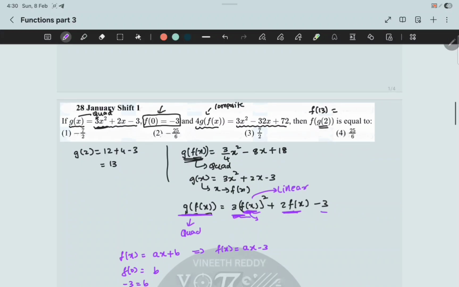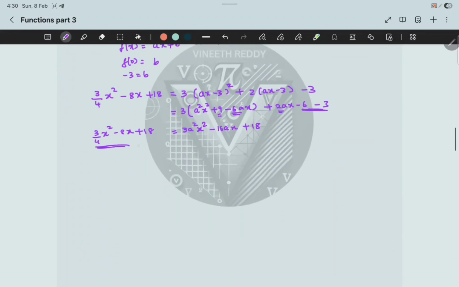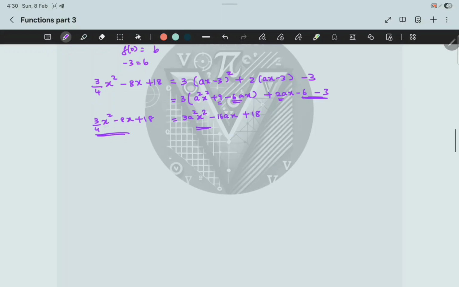So this is an identity, this is true for any value of x, right? That means here this is also an identity. That means the corresponding terms should be equal. That means the coefficient of x square on the left hand side is 3 by 4 and on the right hand side is 3a square. That means a square is 1 by 4. That means a is equal to plus or minus 1 by 2.